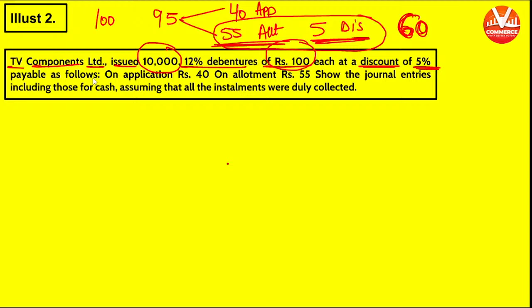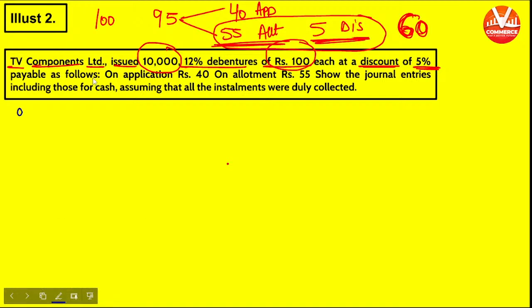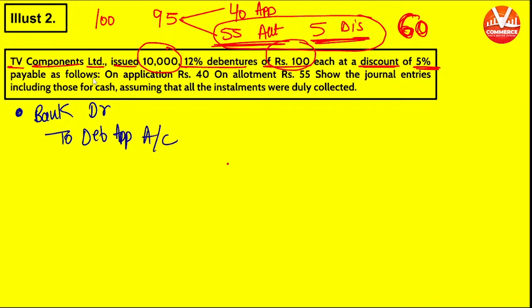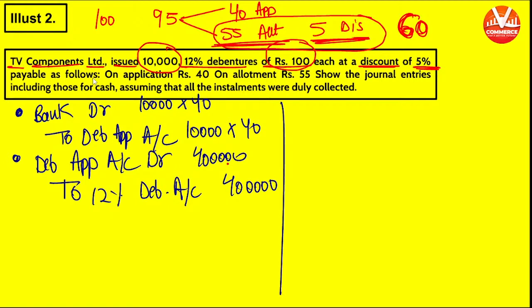So we have to pass the journal entries now. The first entry will be for application. It will be bank account debit to debenture application account. Then it will be transferred: debenture application account debit to 12% debentures. So 10,000 application is of 40. So 10,000 multiplied by 40. It will be 4 lakh and 4 lakh. So these are the entries for application.